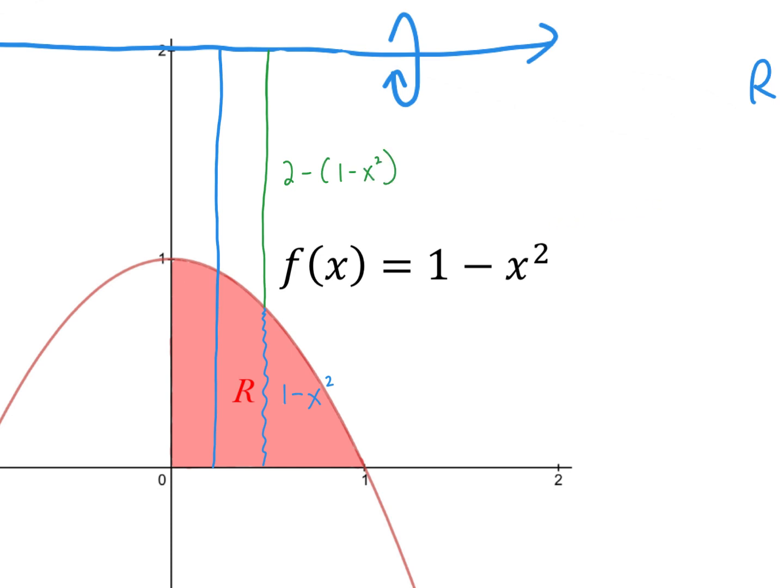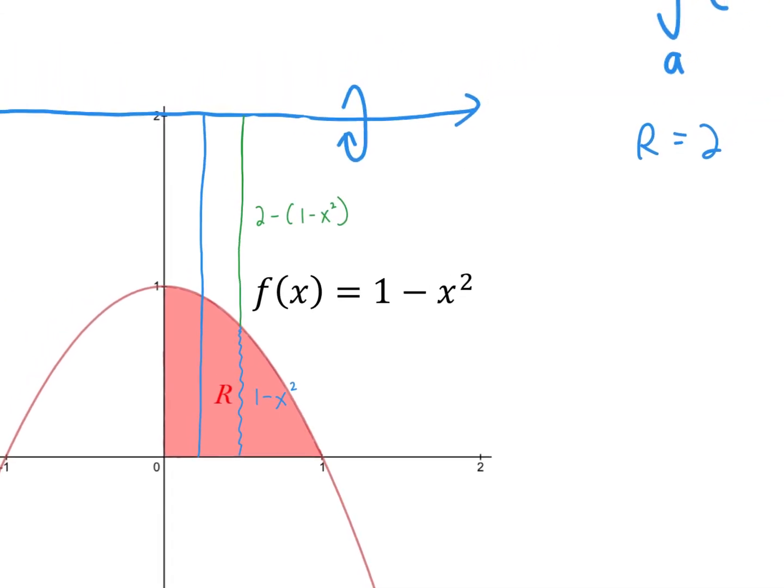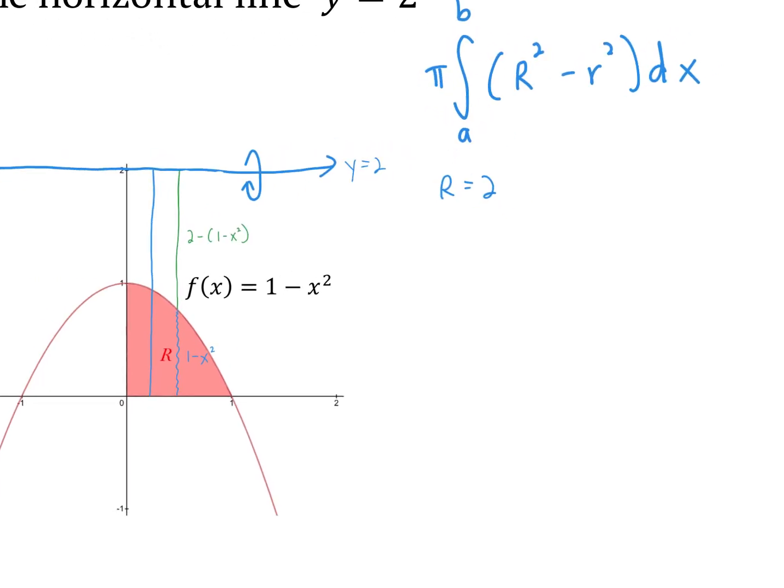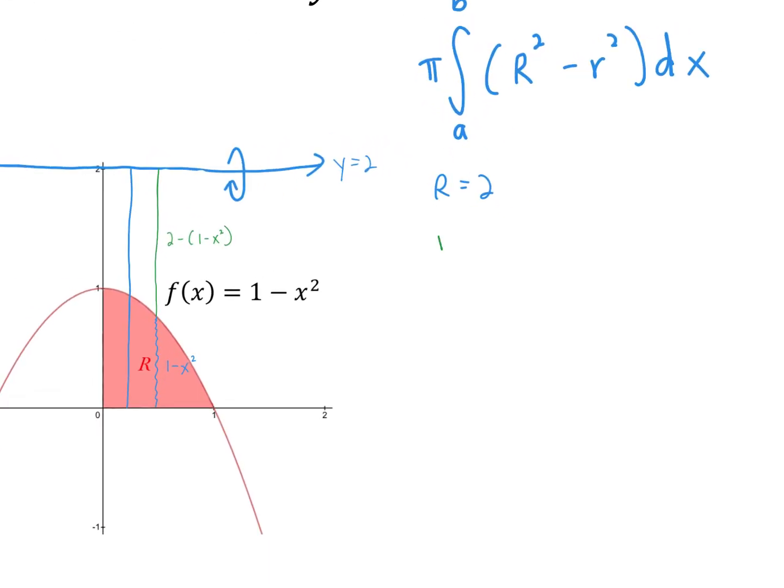Okay, the thing to learn from this, so you can go quicker in the future, is notice that the axis of rotation was y equals 2. It's always the axis of rotation minus the function. And that's only if the axis of rotation is above the shaded region. If the axis of rotation was below the shaded region, it would be the function minus the axis of rotation. So these two would just be switched. Okay, so in this case, the inner radius is 2 minus 1 minus x squared.